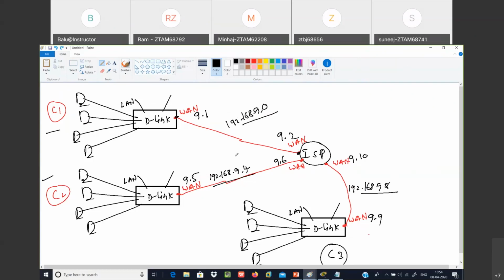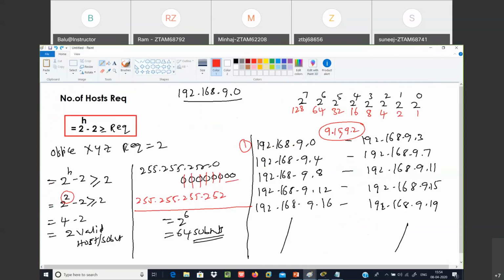C1 end users, okay, I got your point. For C1 end users, you can use any IP address, like 192.168.1.0. This is your LAN. LAN IPs are assigned by the network administrator. I'm talking only about the WAN interfaces here. So within the LAN, you can use any IP address, no problem at all. So like this, we use two IP addresses per link.